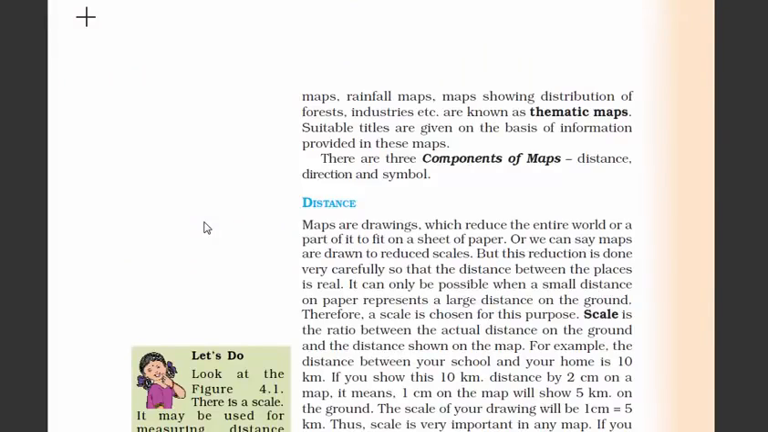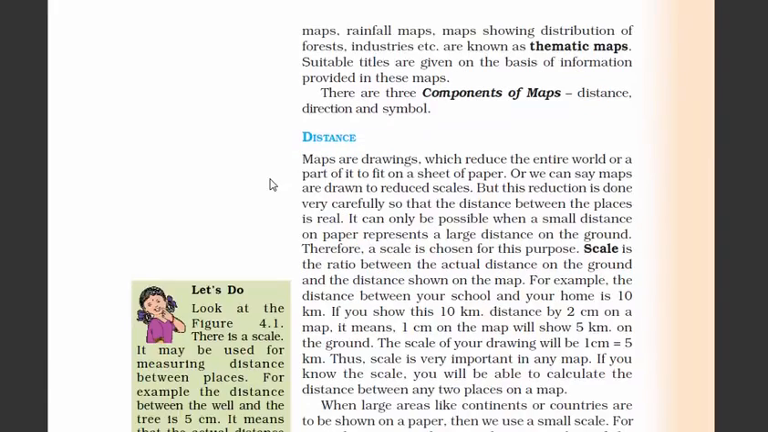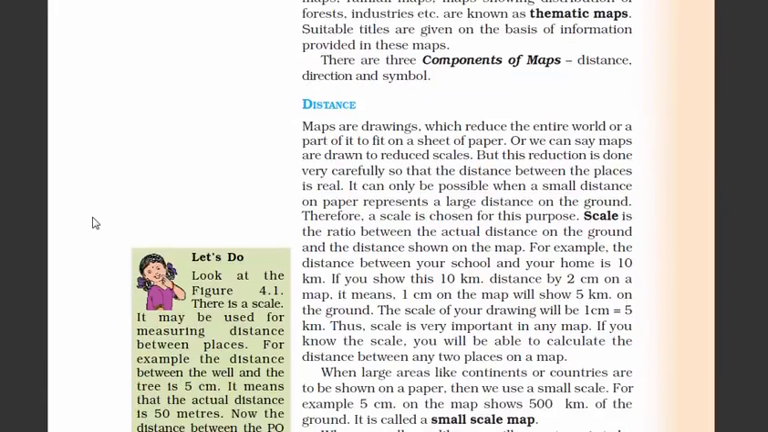Page 2. If you are asked what are the three components of a map, they are distance, direction and symbol. Let us read about distance. What is the importance of distance in a map? As we know, a map reduces the entire world on a sheet of paper. But the distance between two places needs to be real. Hence, a scale is chosen that finds the best ratio between the real distance on the ground and the distance on the paper. I'll give you an example.